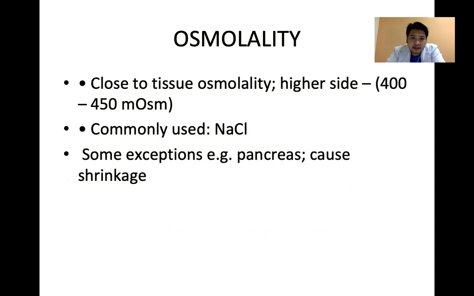Fixed tissues act as a barrier for diffusion of fixative. Osmolality naman is, okay, the movement from higher concentration to lower concentration, di ba? Close to tissue osmolality. So on the higher side, 400 to 450 milliosmol. So commonly used is sodium chloride, with the exemption again of the pancreas, because it causes shrinkage to our pancreas if it is exposed to sodium chloride.